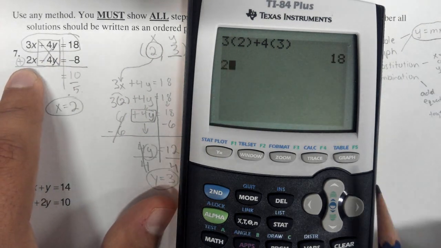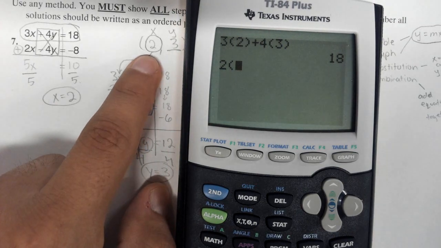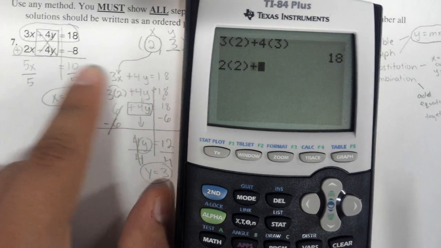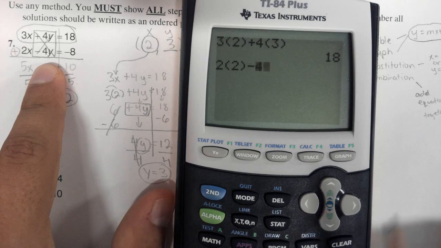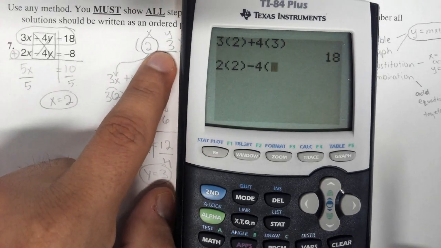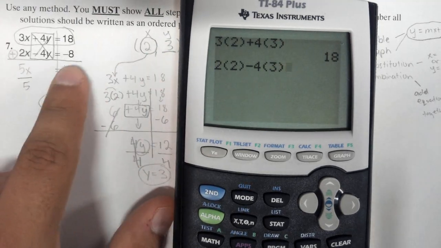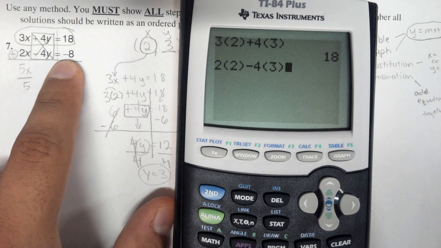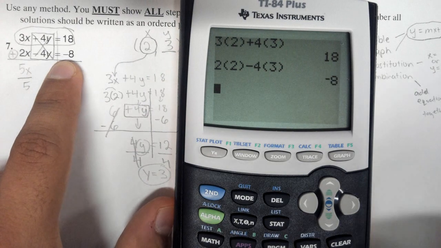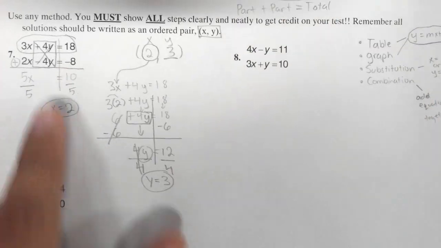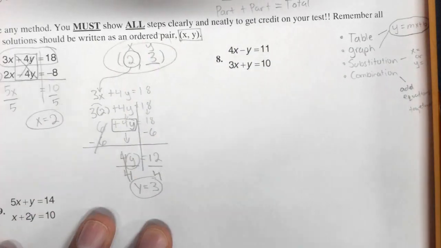Second one, instead of x, I'm going to put in 2. And then minus 4, and then instead of y, I'm going to put in 3. And then whenever I hit enter, I should get the other side of this equal sign, which is negative 8. Since both of these worked out, that is my solution.